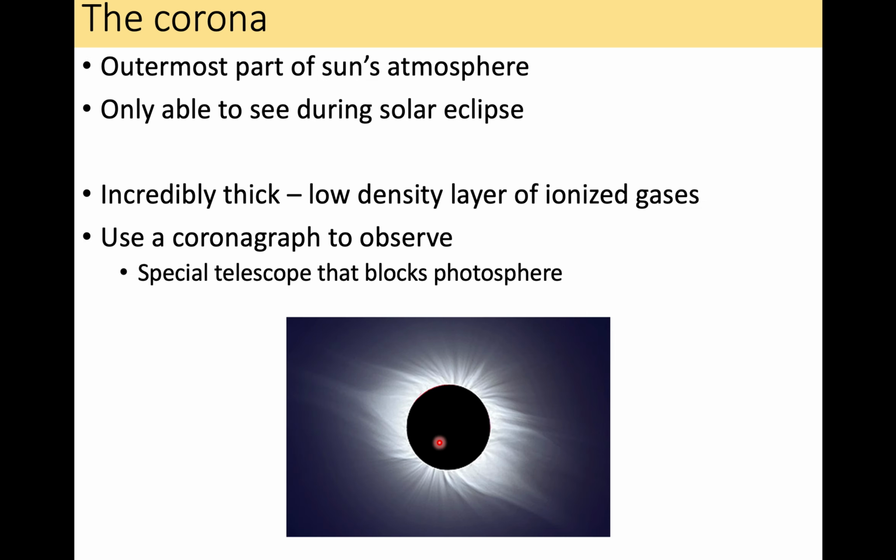So here is a picture of an eclipse where we can see that corona. It's the outermost portion of the sun's atmosphere, very, very thick. And it's a very low density layer of ionized gases. So we use what we call a coronagraph to observe the corona. It's a telescope that actually blocks out the photosphere so that we can see the corona around the photosphere.